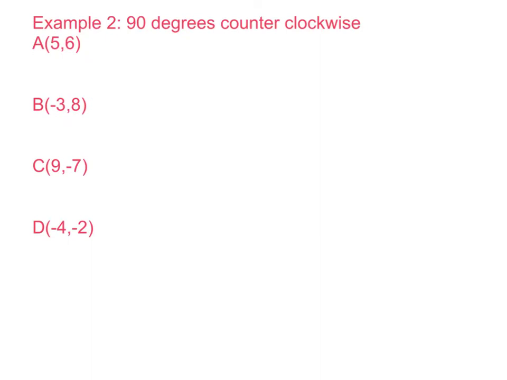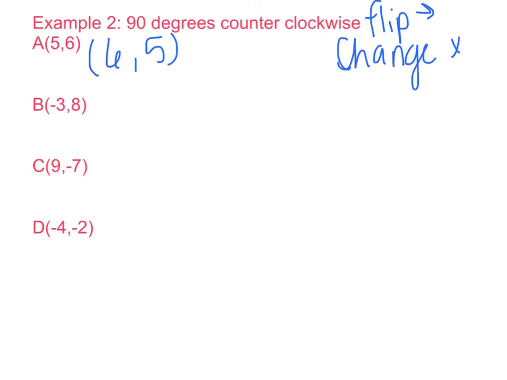So now our second type of example, we're going to do the same 4 points, but now we're going to do a 90 degrees counterclockwise rotation. So we want to flip and then change x. So we are going to do 6, 5, and because 6 is positive, we're going to make it negative. Now let's try B. We're going to switch 8 and negative 3, and because 8 is positive, we're going to make it negative.